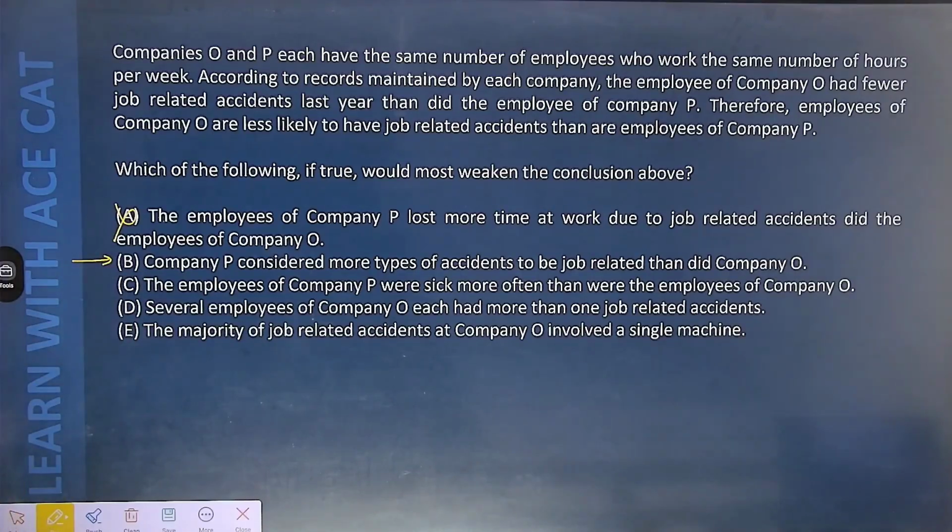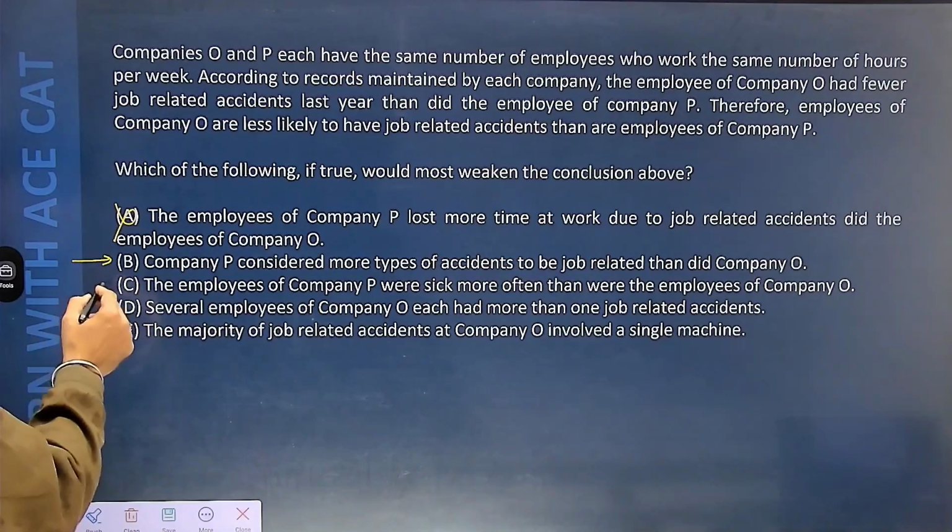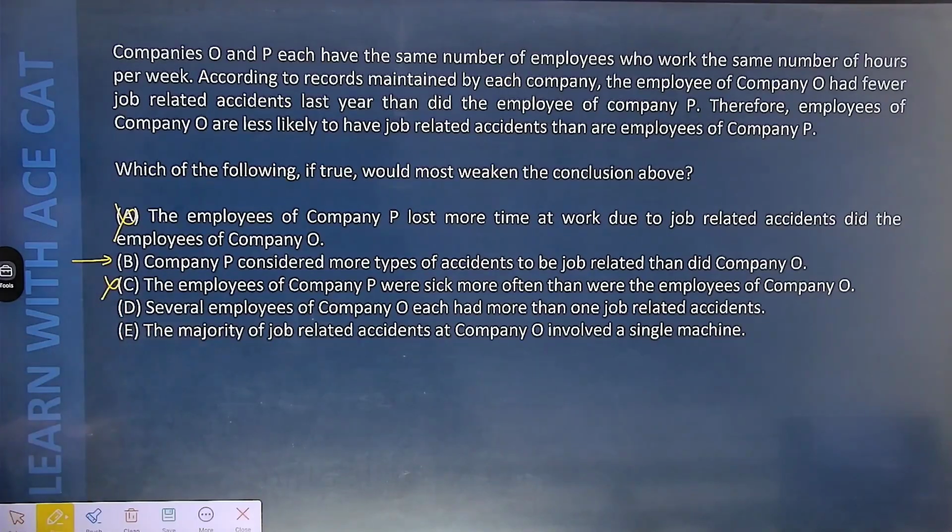Coming on the third one, the employees of company P were sick more often than were the employees of company O. Anyway, students, we are not discussing general sickness. We are actually discussing the job-related accidents. तो मुझे लगता है जो C है वो एक्चुअली बहुत ज़्यादा रेलेवेंट नहीं है. और अगर फिर भी if I draw some relevance still, तो भी आप देखो कंपनी P के एम्प्लॉयज़ ज़्यादा सिक होते हैं. तो कहीं ना कहीं ये वापस यही बताता है कि कंपनी P में प्रॉब्लम ज़्यादा है. तो C anyway इस कंक्लूजन को स्ट्रेंथन करेगा. First of all तो रेलेवेंट ही नहीं है, अगर है तो भी वो स्ट्रेंथन करेगा, वीकन तो नहीं करेगा.